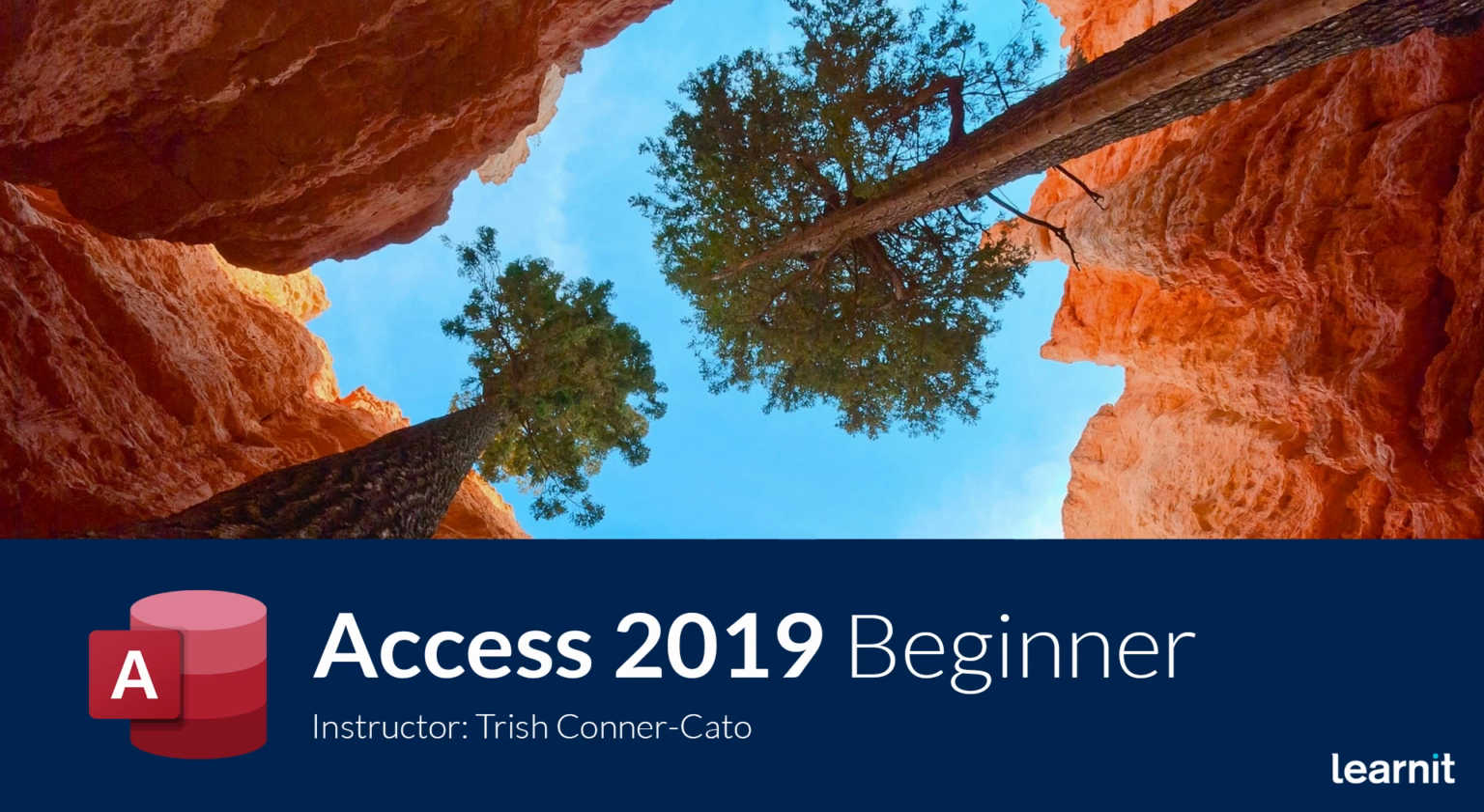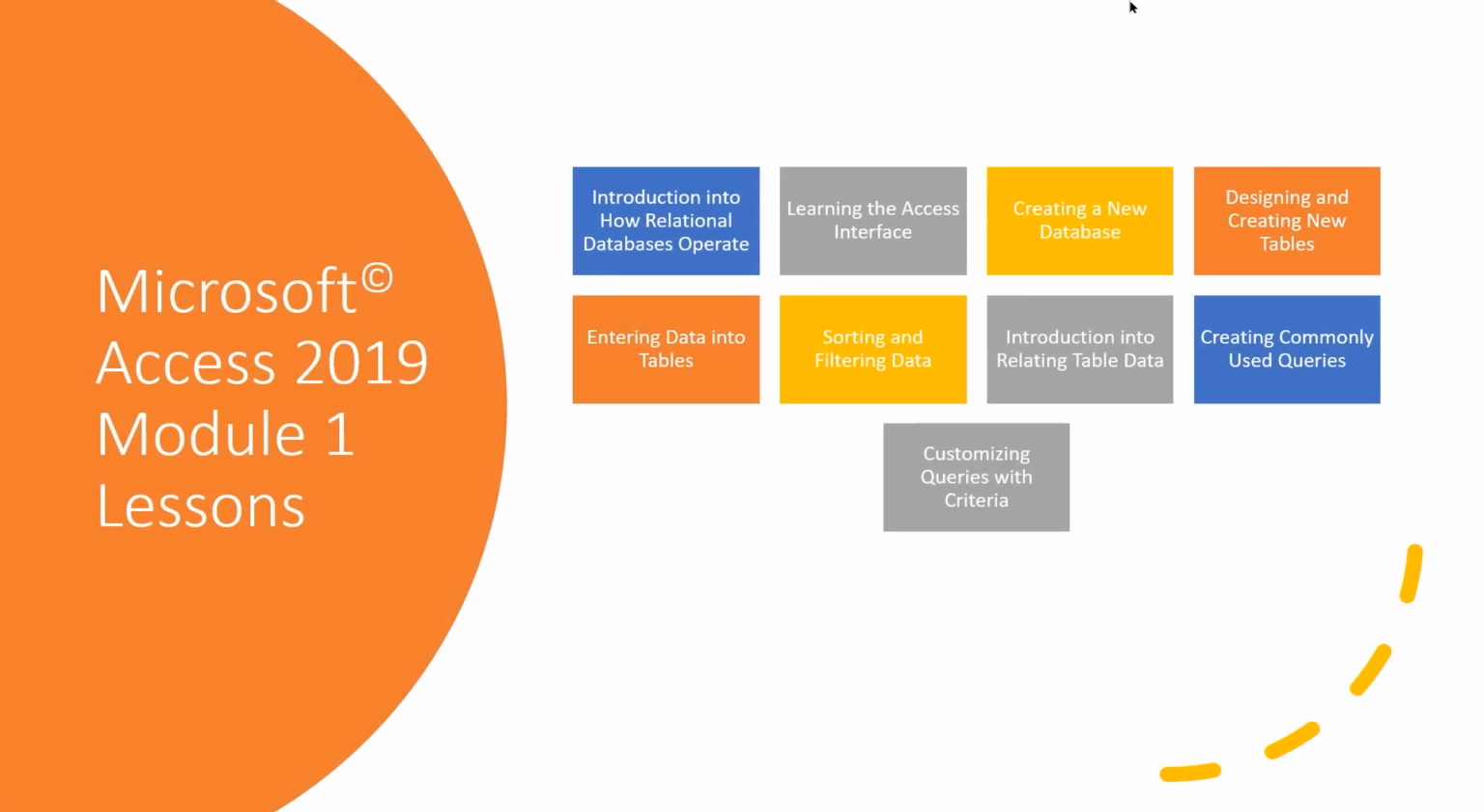We'll learn how to create switchboards, write macros, and use Access Visual Basic for Applications, also known as VBA, for complex automation. We'll end by covering database security and customization options. This course has 6 modules. On the slide deck on my screen, you can see the lessons that are contained in Module 1. Feel free at any point to pause the video so you can study the screen.